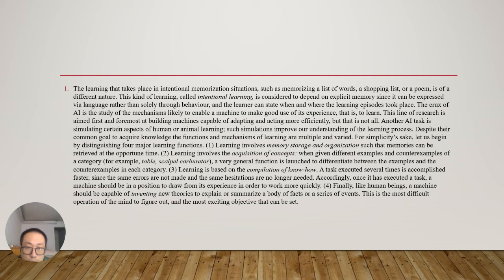1. Learning involves memory storage and organization, such that memories can be retrieved at the opportune time. 2. Learning involves the acquisition of concepts. When given different examples and counterexamples of a category, for example, table, scalpel, carburetor, a very general function is launched to differentiate between the examples and the counterexamples in each category. 3. Learning is based on the compilation of know-how. A task executed several times is accomplished faster, since the same errors are not made and the same hesitations are no longer needed. Accordingly, once it has executed a task, a machine should be in a position to draw from its experience in order to work more quickly.